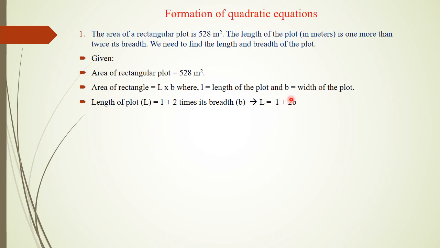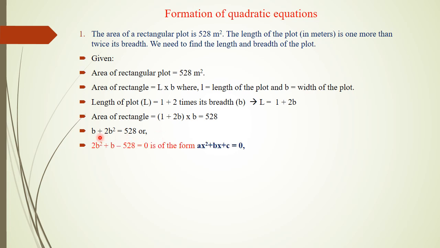Now, substituting this in the formula of the area of a rectangle, we know that the area of a rectangle is length into width. In place of length, I'll substitute 1 plus 2b and into b as it is. That is equal to 528 because the area of the rectangular plot is 528. Now, when I multiply this b inside the bracket, I'll get b into 1 is b plus, as it is, 2b into b is 2b square, that is equal to 528 here.